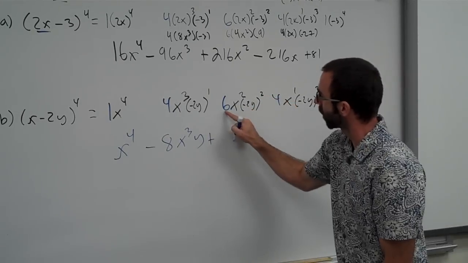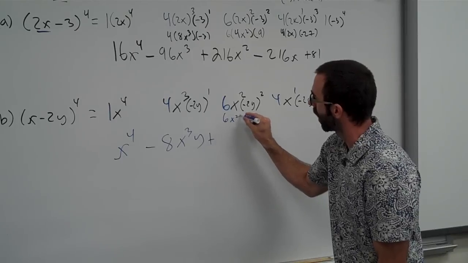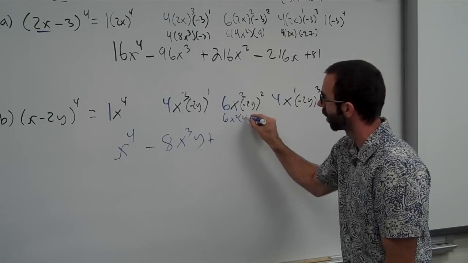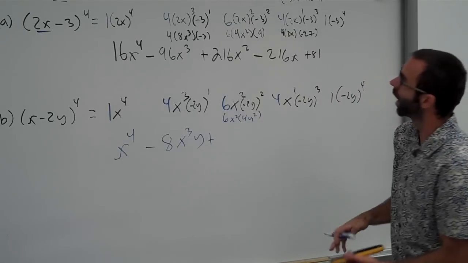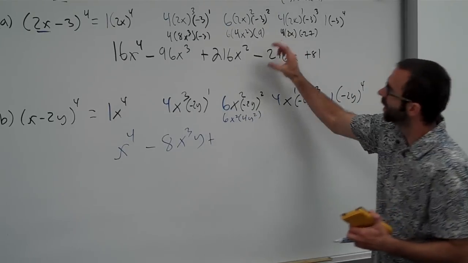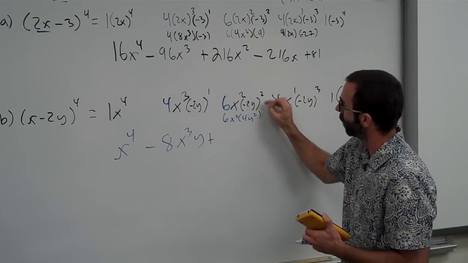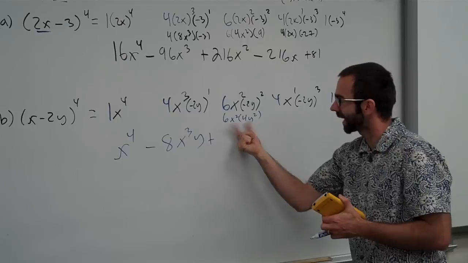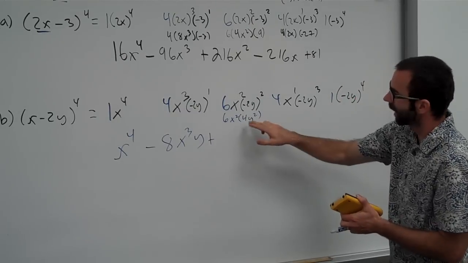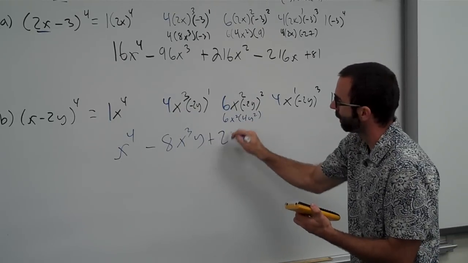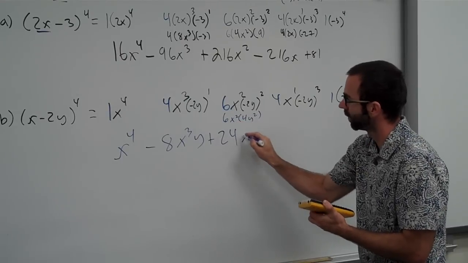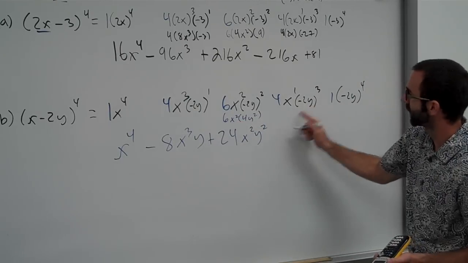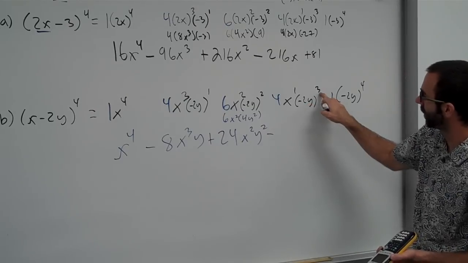So let's go ahead and do this. 6x squared, but then I'm going to clean this up now. Negative 2 squared is 4, and then y squared. Notice how I show my work: I write below it, cleaning this up so that I can actually multiply it together. So 6 times 4 is 24, x squared y squared. And then I know this is going to be a negative now because of my odd exponent there.